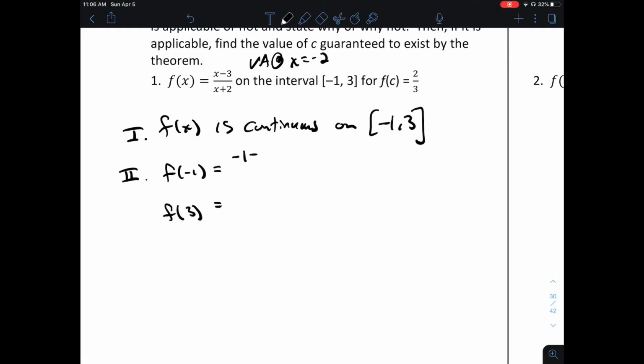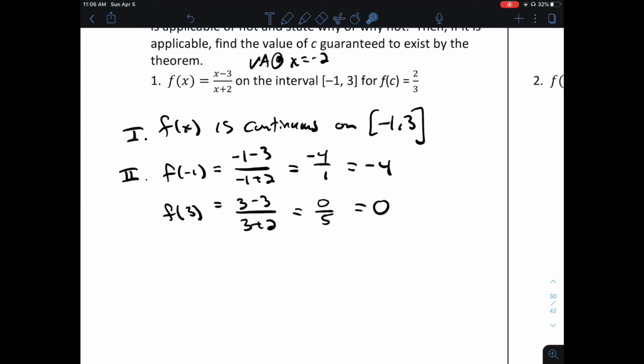So we're going to have -1 minus 3 over -1 plus 2. That's -4 over 1. That's -4. F of 3, we're going to have 3 minus 3 over 3 plus 2. That's 0 over 5, which is 0. Once again, is 2/3 between these two y values? It is definitely not.